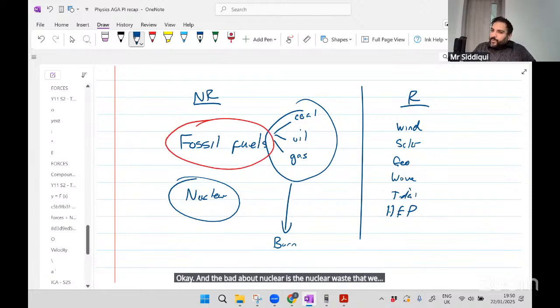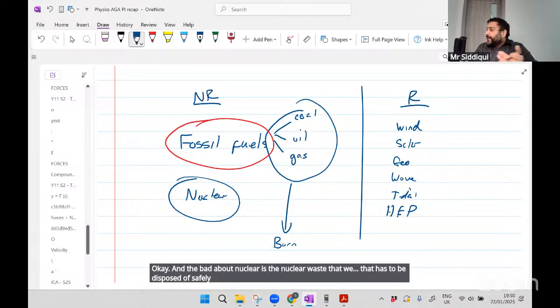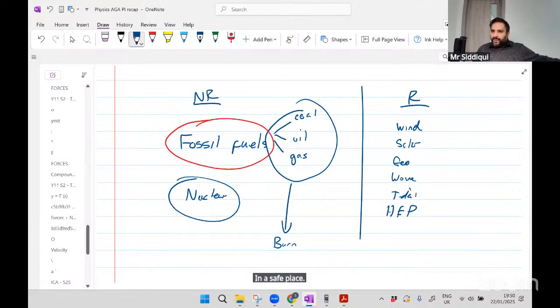And the bad about nuclear is the nuclear waste that has to be disposed of safely. With nuclear waste, and we'll come on to radioactivity in a second, nuclear waste basically emits radiation, which, if near humans, can cause lots of harm. So we have to dispose of that waste in a safe place, like underground, far away from people.